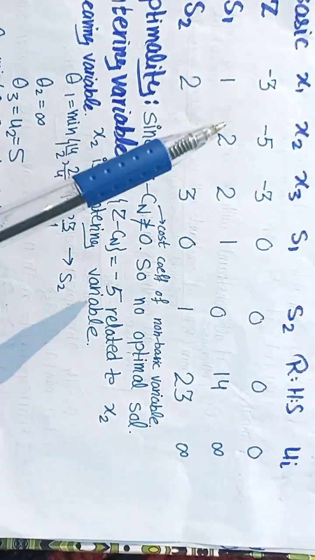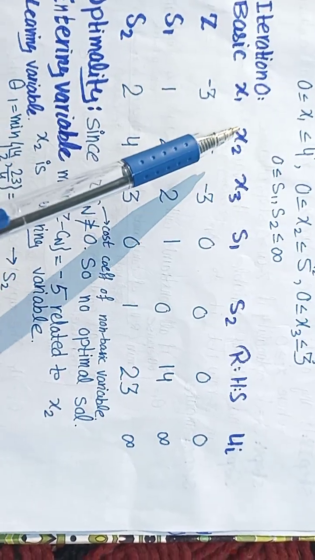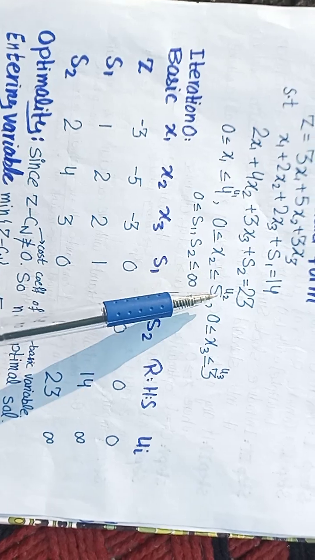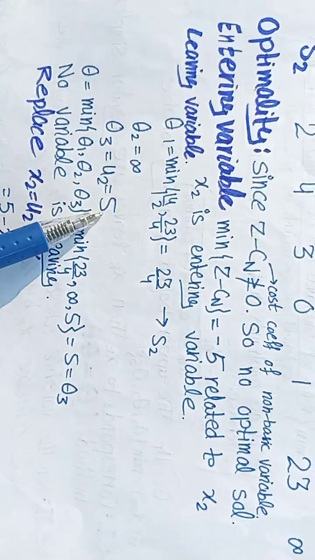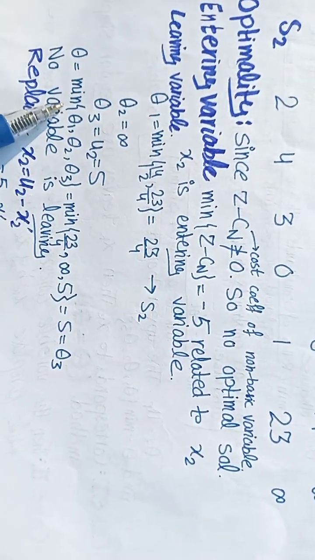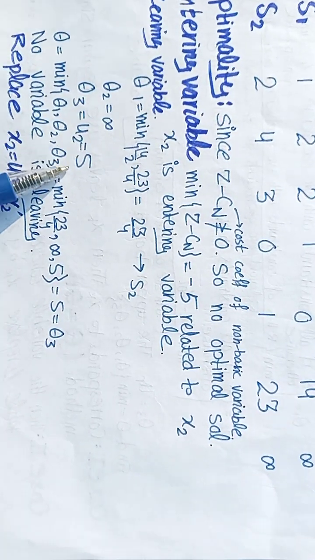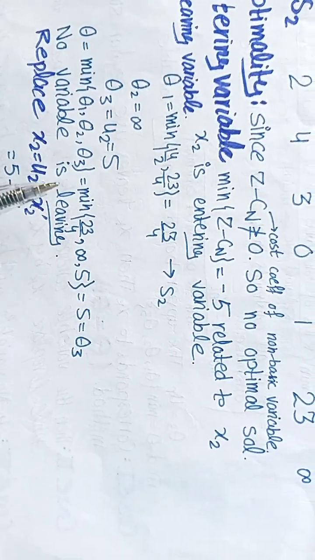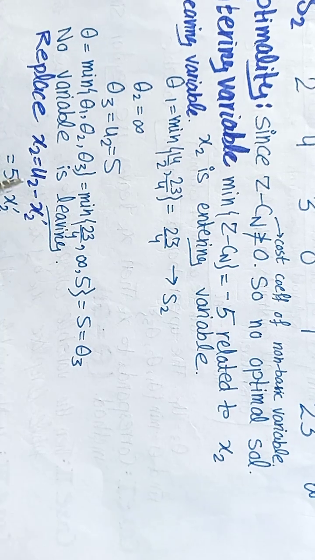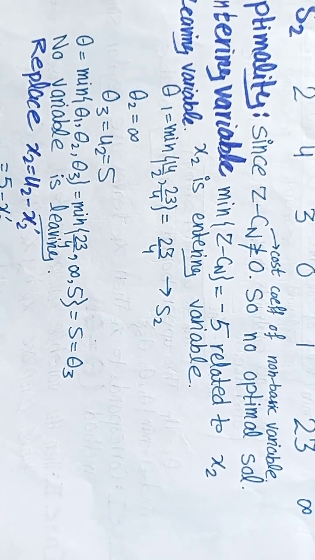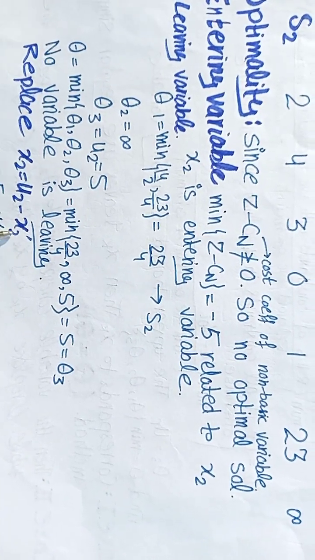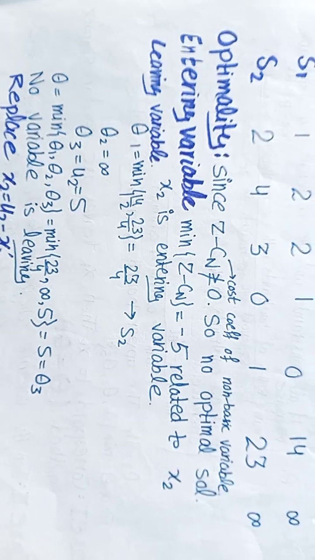Theta3 equals the upper bound of the entering variable x2, that is u2 equal to 5. Theta equals the minimum of theta1, theta2 and theta3: 23/4, infinity and 5. Theta is equal to theta3. No variable will be leaving, and replace x2 equal to u2 minus x2 dash.